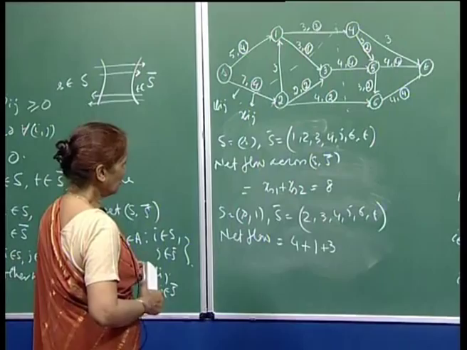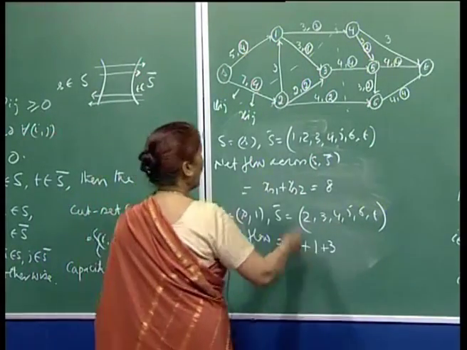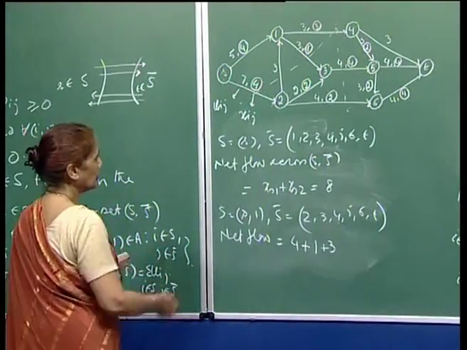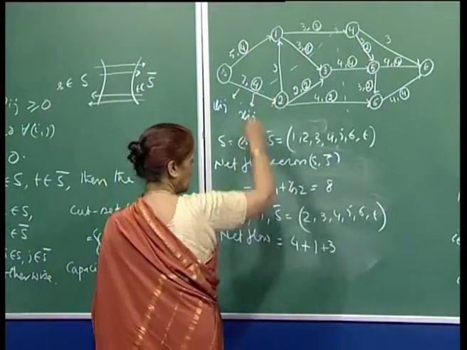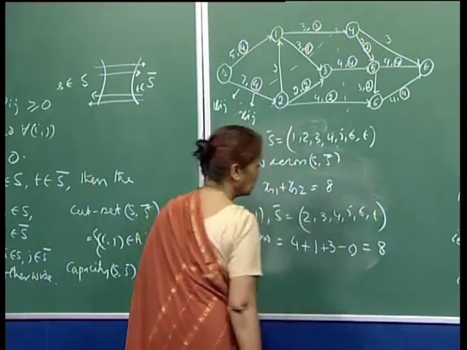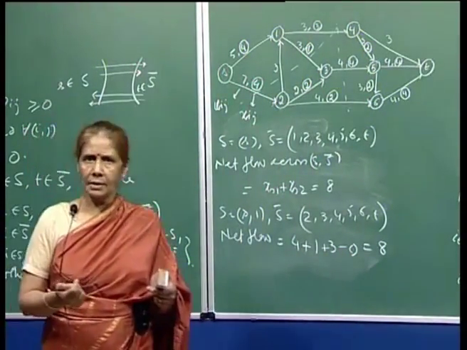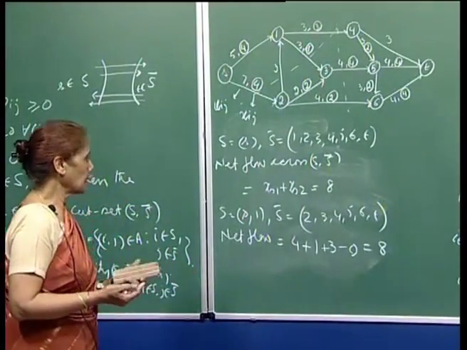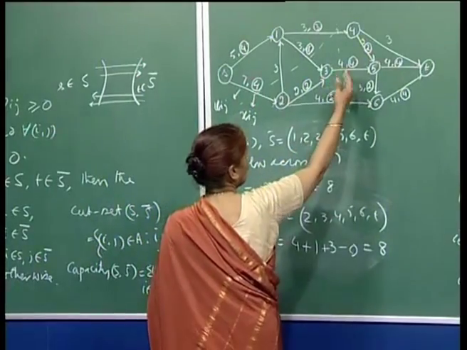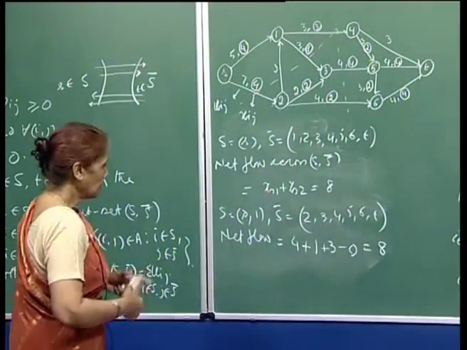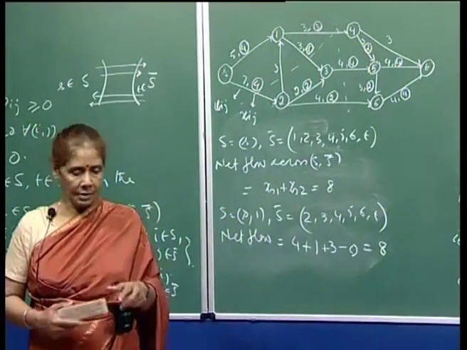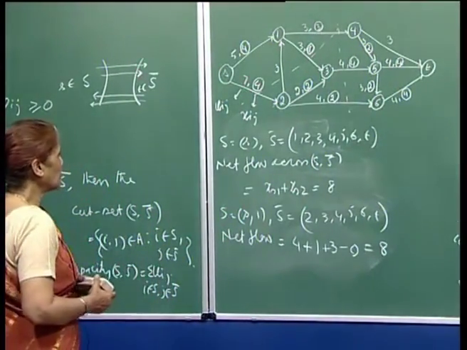Have I written 3 and plus, right? And then minus the flow across 2, 1, because this is the arc going from S bar to S, but that is 0, so there is no flow. So therefore this is equal to 8 again. So for any cut you choose, whatever the flow in the network, if these numbers are okay, this is another way to check whether your numbers are all right or not. So the net flow across any cut must always be equal to the flow in the network. So this is what the situation is.